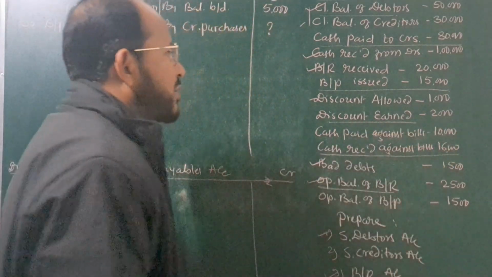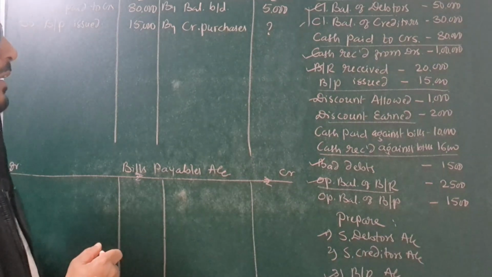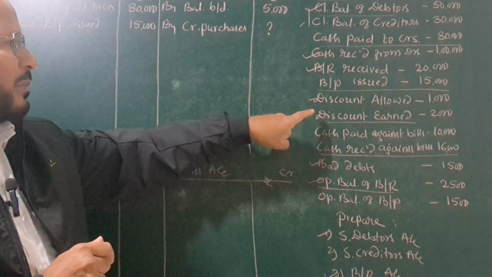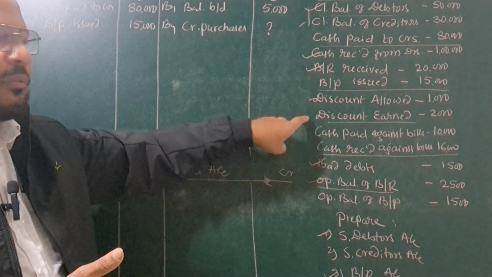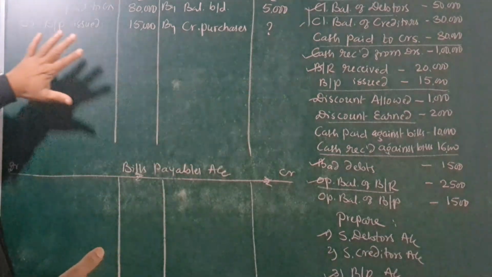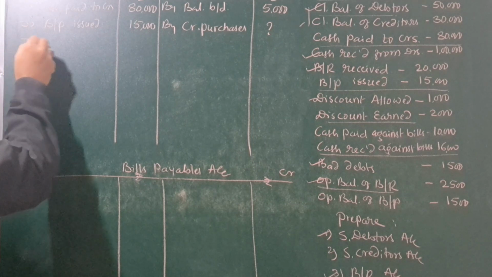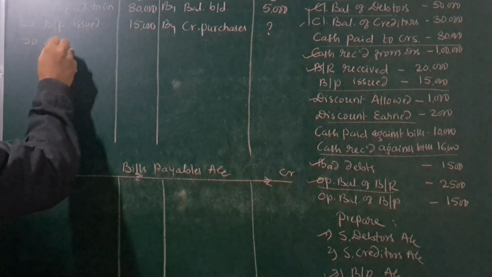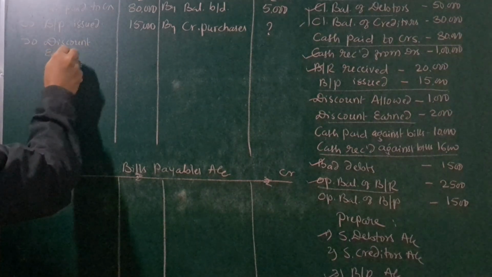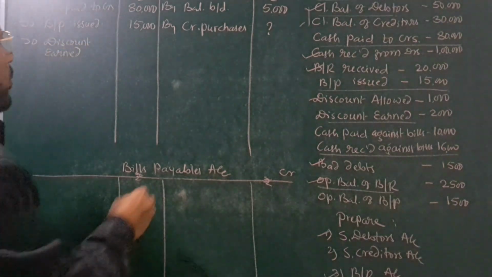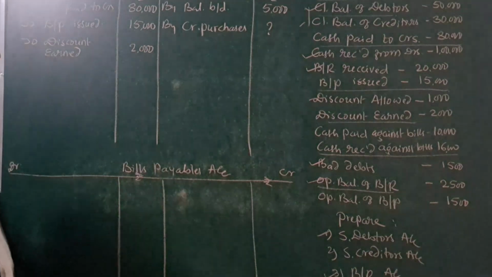Next one is discount earned is given. You see here, discount earned, rupees 2,000. What is this discount earned? This is the amount which need not be given or paid by us to our creditors. This is the income for us. That is why this amount has to be shown on the debit side. To discount earned, rupees 2,000.